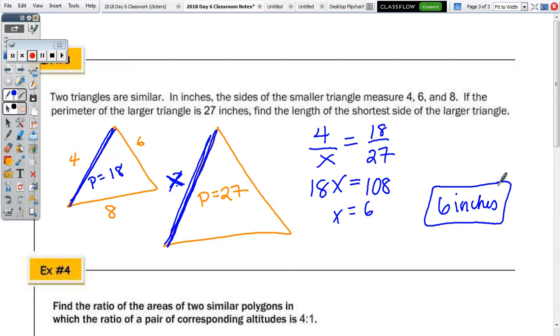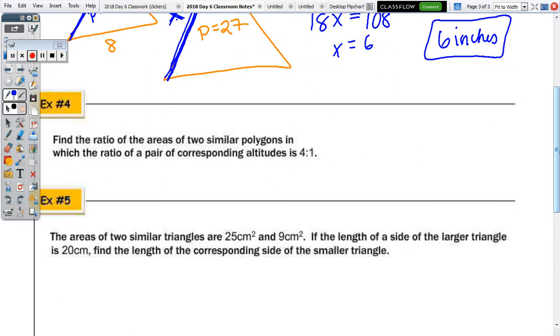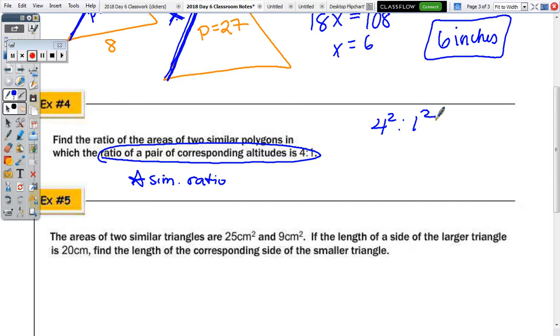The next one's a quick question. Find the ratio of the areas of two similar polygons in which the ratio of a pair of corresponding altitudes is 4 to 1. So if they tell you the ratio of a pair of corresponding altitudes, again, that's your similarity ratio. So to get the ratio of the areas, you just square the given ratio. So 4 squared to 1 squared is 16 to 1.